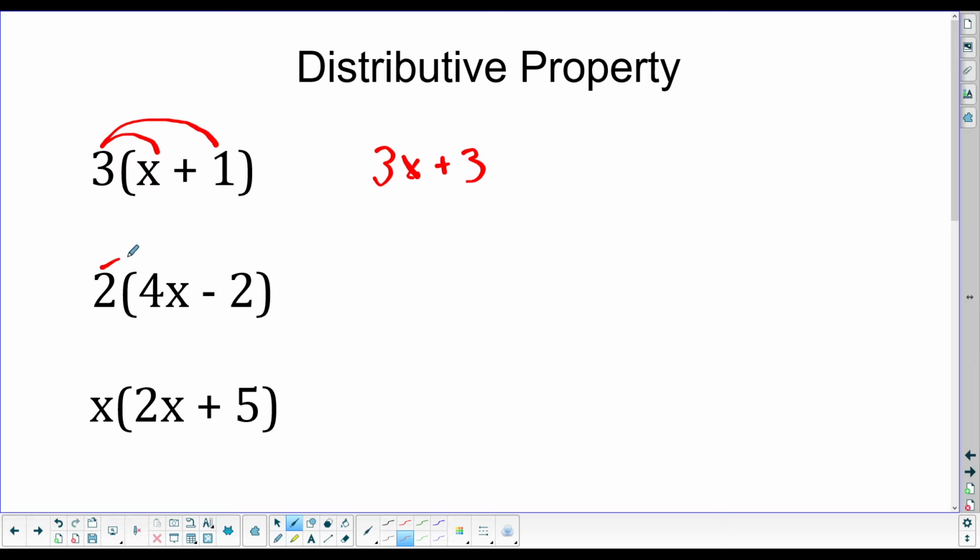Okay, so pretty straightforward. Same thing here. We're going to multiply this 2 times the 4x, multiply the 2 times the negative 2, and so we're going to get 8x minus 4. And now on this example we have a variable on the first part, so this is a linear monomial and a linear binomial. And when we multiply these together, we do the same thing. We multiply 2x times x. Since we're multiplying those x's together, we get an x squared, x to the second power, and then the x times 5 gives us 5x.